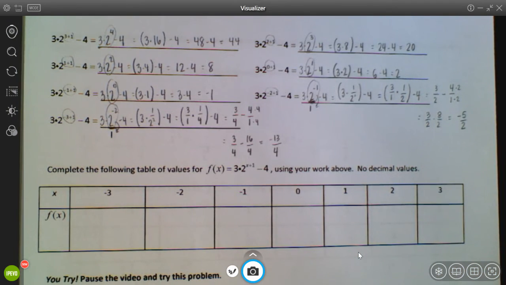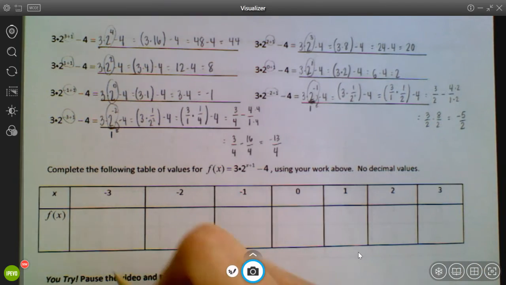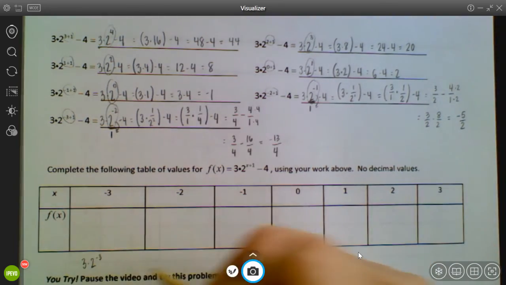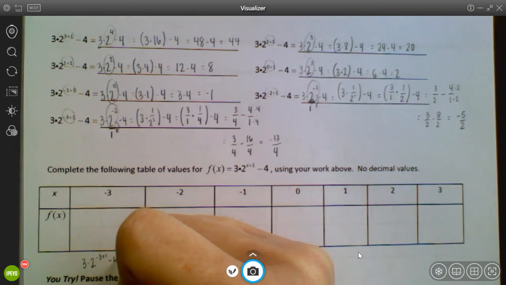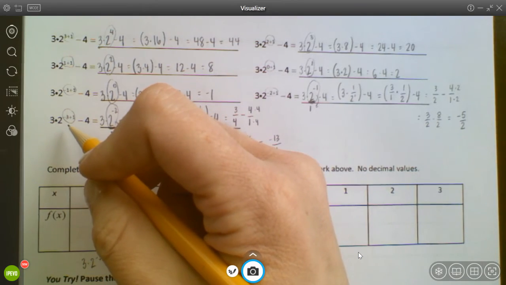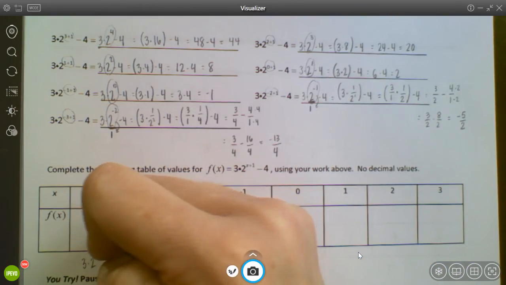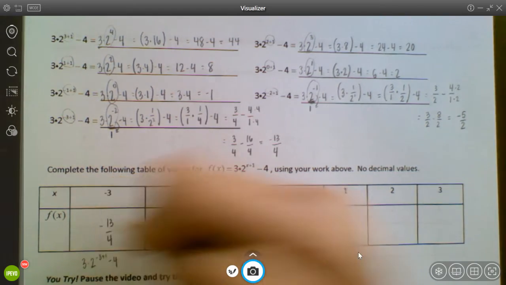So then here comes the fun part of filling in the table. Well, now it's telling us that our function was actually 3 times 2 to the x plus 1 minus 4. So what is x? Well, x is all of these values down here. So in the first column with the negative 3, that's telling us to do 3 times 2 to the negative 3 plus 1 minus 4. Well, that was the last problem that we filled in over here. We said that was negative 13 over 4.